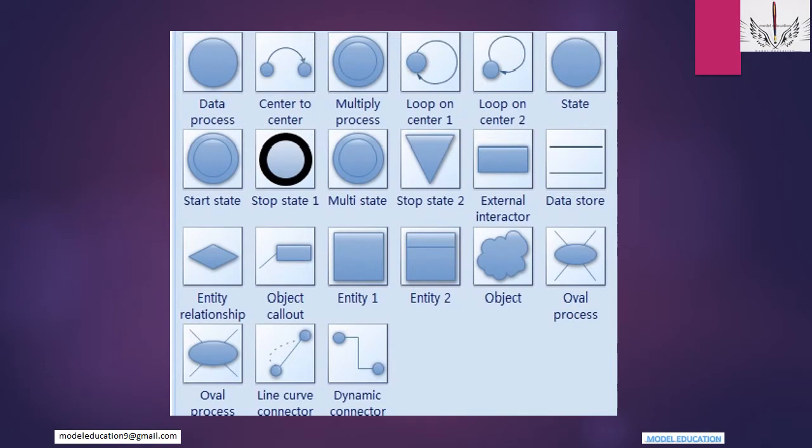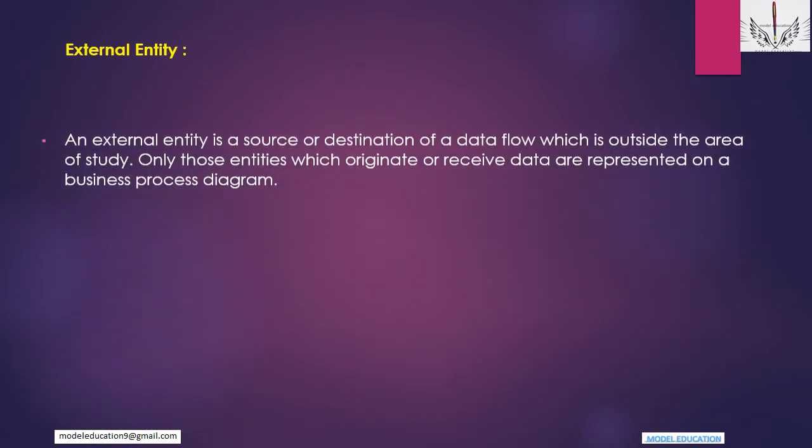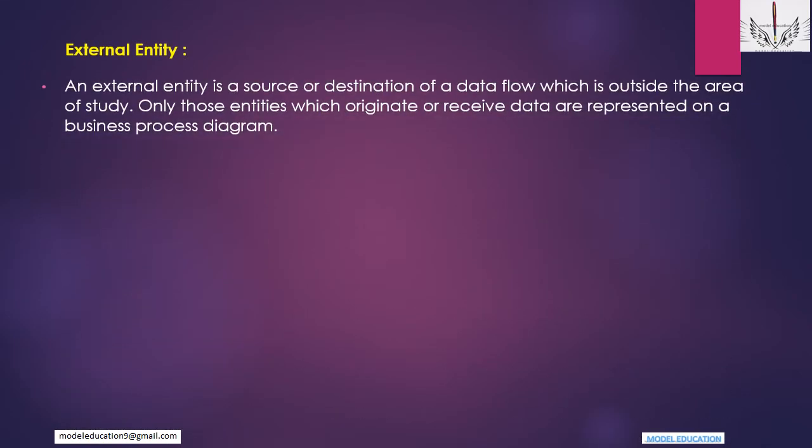Some symbols of data flow diagrams. External entity. An external entity is a source or destination of a data flow which is outside the area of study. Only those entities which originate or receive data are presented on a business process diagram.